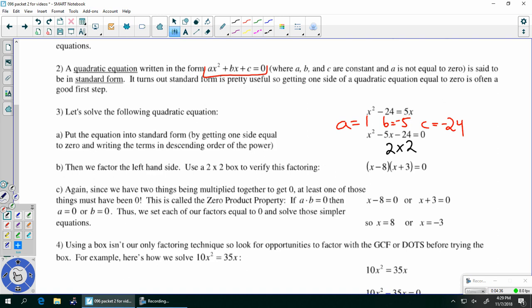I'm not going to give the details here. You can do it later on. But if you use the 2 by 2 box, you will get x minus 8 times x plus 3. And now it's in our really nice form. It's factored. And multiplying two numbers to get 0, you can guarantee that one of those numbers must be 0. And so we write those two separate equations, x minus 8 equals 0, or x plus 3 equals 0, and then we solve for x. Add 8 to both sides in the first one, so we get x equals 8. Subtract 3 from both sides, x equals -3, and we're done.